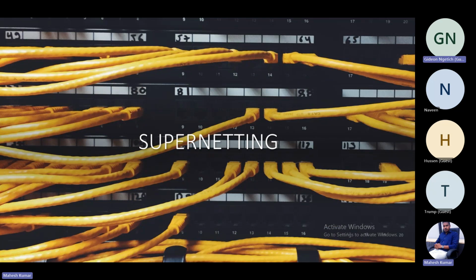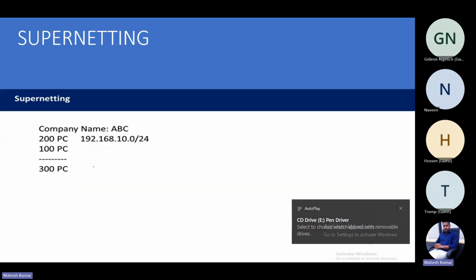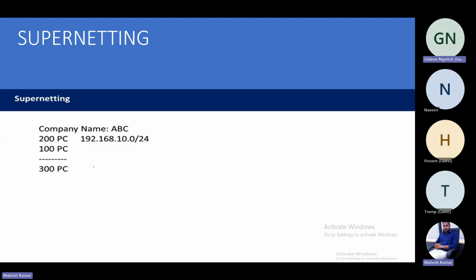Someone asked me in the last session: when we require more than 254 IPs, what do we have to do? The answer is like this. Let's suppose a company started with 200 PCs, meaning 200 users, with the IP address 192.168.10.0/24, a class C IP. After one year the company has grown, and the requirement is to install 100 more PCs.